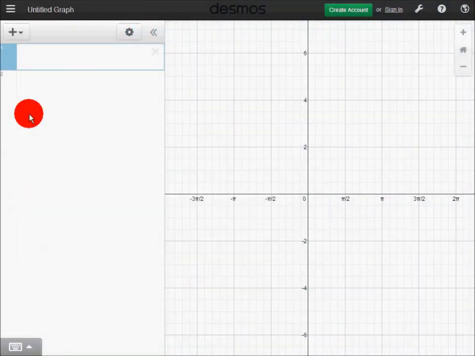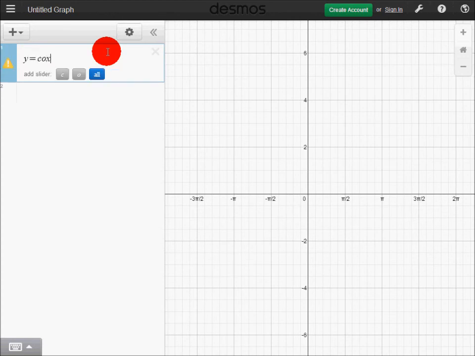Let's look at example 3b, y equals 2 secant of x. Well, let's start with a review.